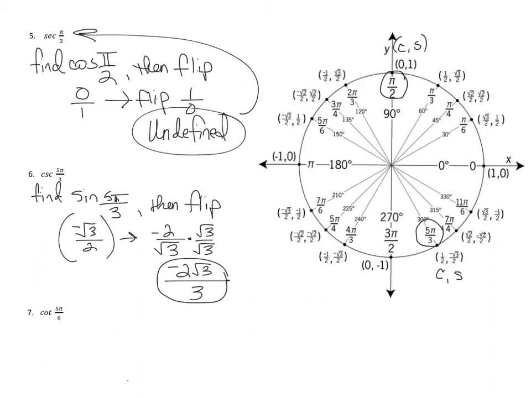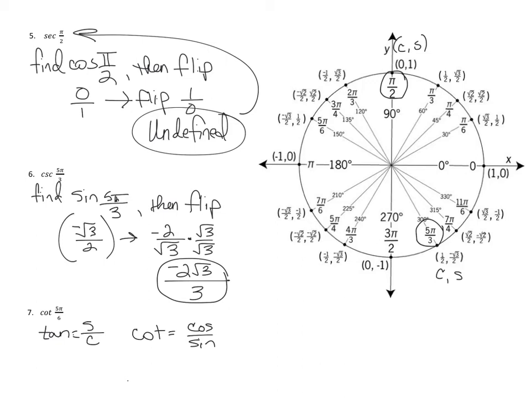Okay, let's find the cotangent of 5 pi over 6. So we know that cotangent and tangent are reciprocals of each other. We also know that the tangent is defined as sine over cosine. So since cotangent and tangent are reciprocals, the cotangent would just be reversed. That would be cosine over sine. Okay, so I'm going to approach it that way.